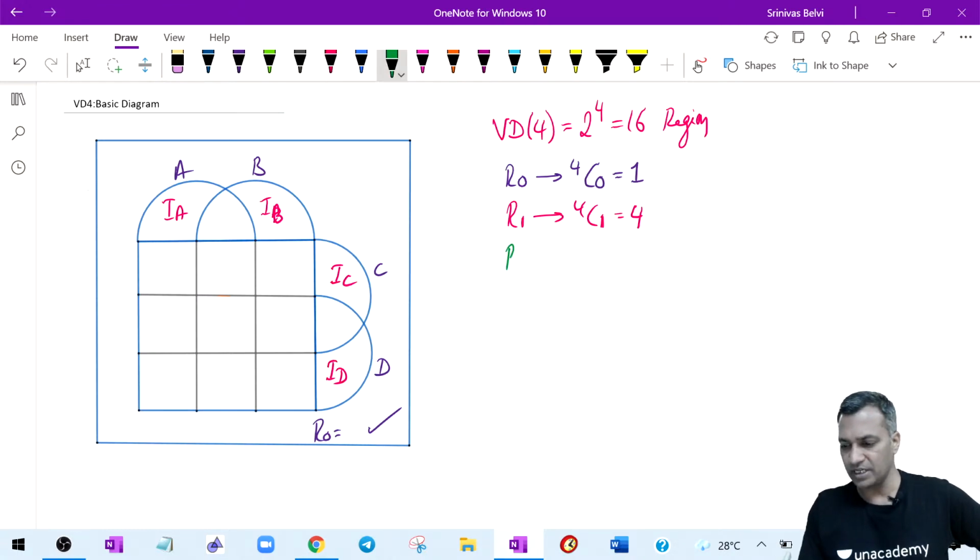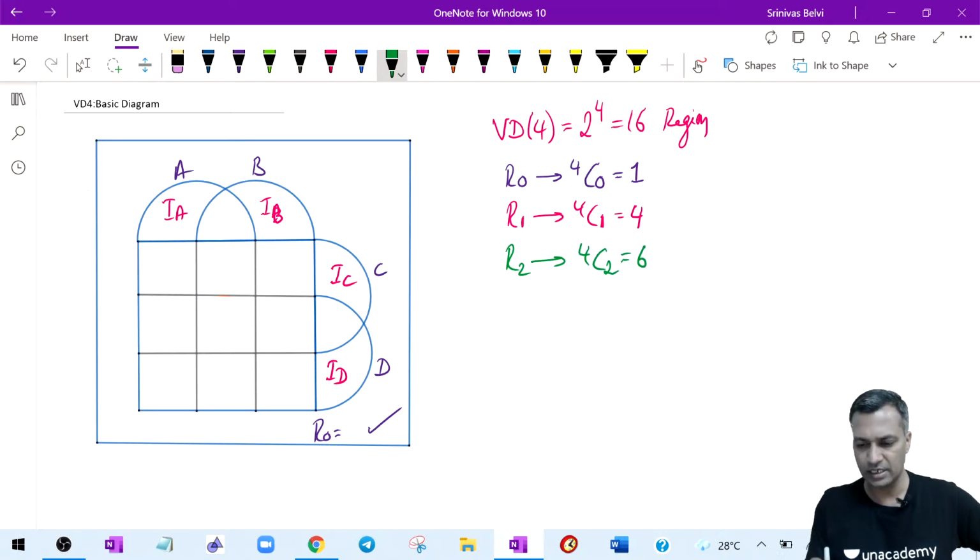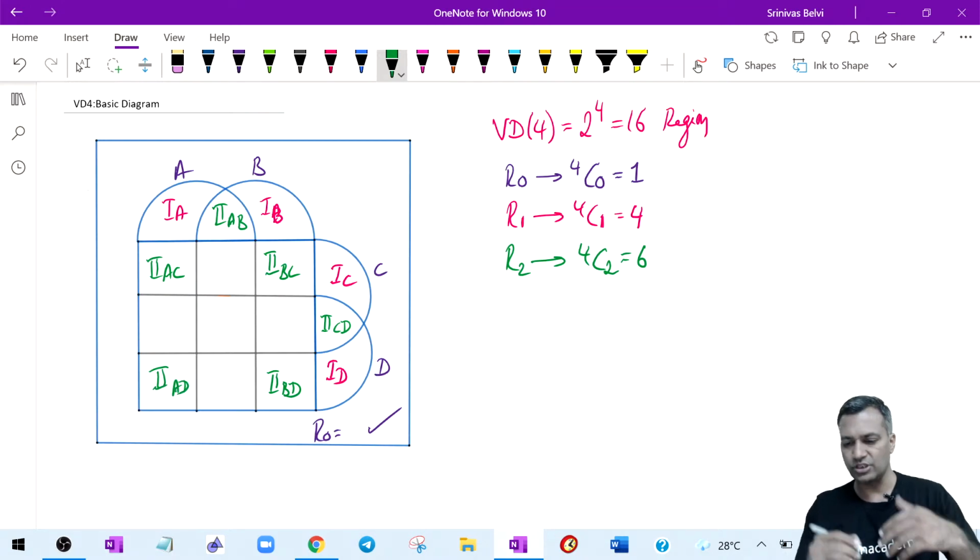Then how many regions of 2s would there be? It should be 4C2, which is equal to 6. This is a region of 2, which is AB. This is also a region of 2, which is CD. This is a region of 2 which comes under A and C. This is the region of 2 which comes under BC. This comes under BD, and this comes under AD. So these are the 6 regions.